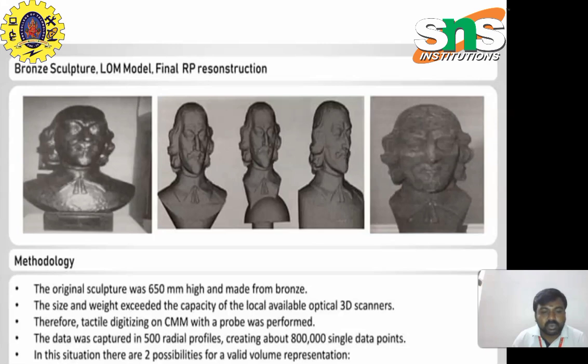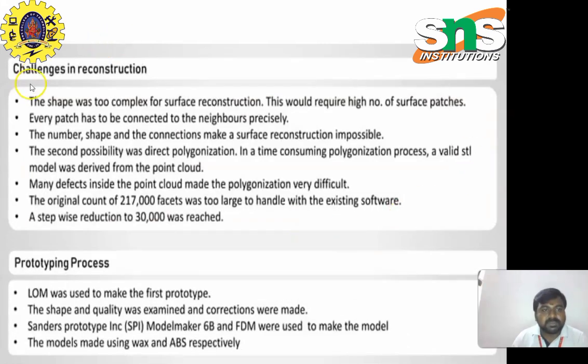In this situation, there are two possibilities for a valid volume representation. There are some challenges in reconstruction, as the shape was too complex for surface reconstruction. This would require a high number of surface patches. Every patch has to be connected to the neighboring patches precisely. The number, shapes, and connections make surface reconstruction impossible.